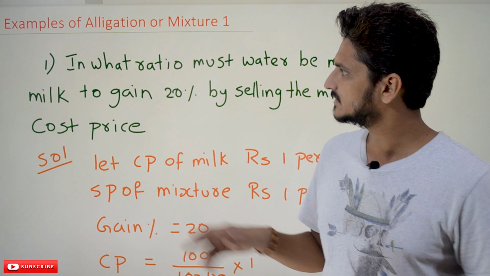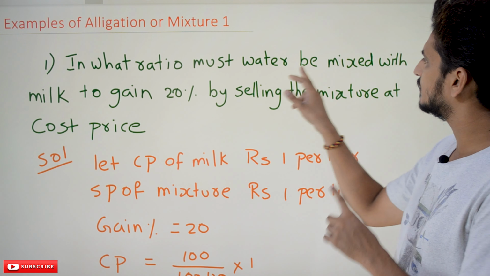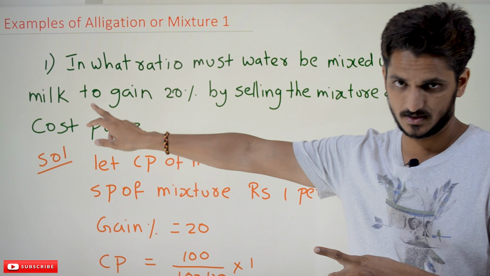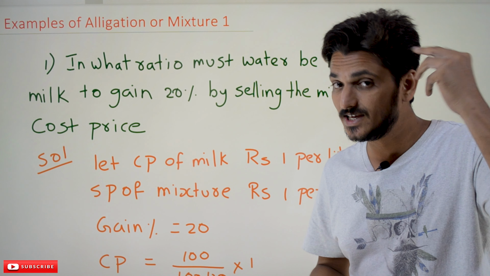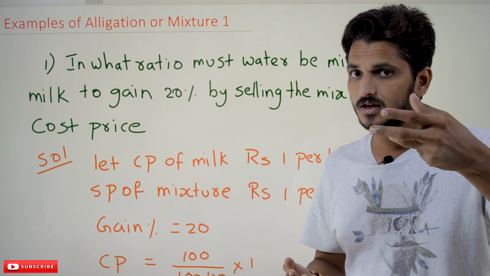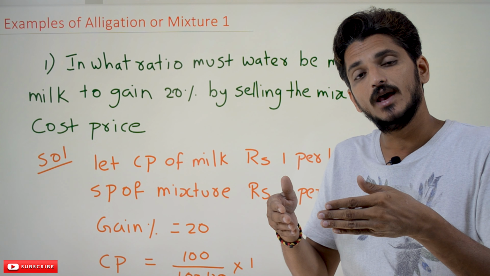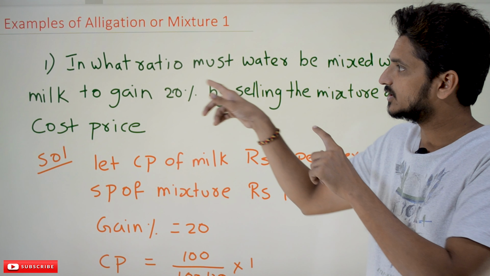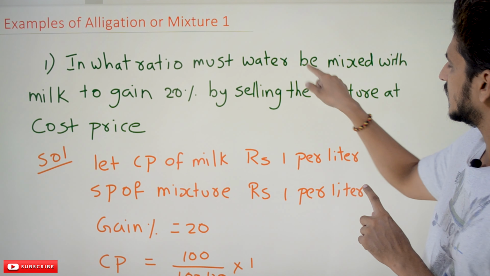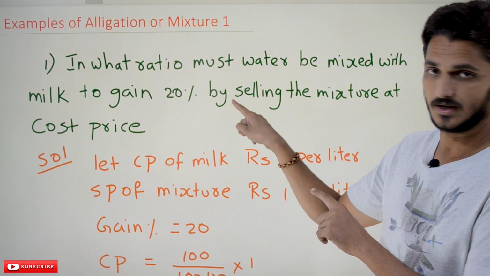Coming to today's class, the first example. In what ratio must water be mixed with milk? That is what the rule of alligation says: at what ratio we need to mix two ingredients to get a mixture of desired cost. So we go with alligation here. In what ratio must water be mixed with milk to gain 20%?